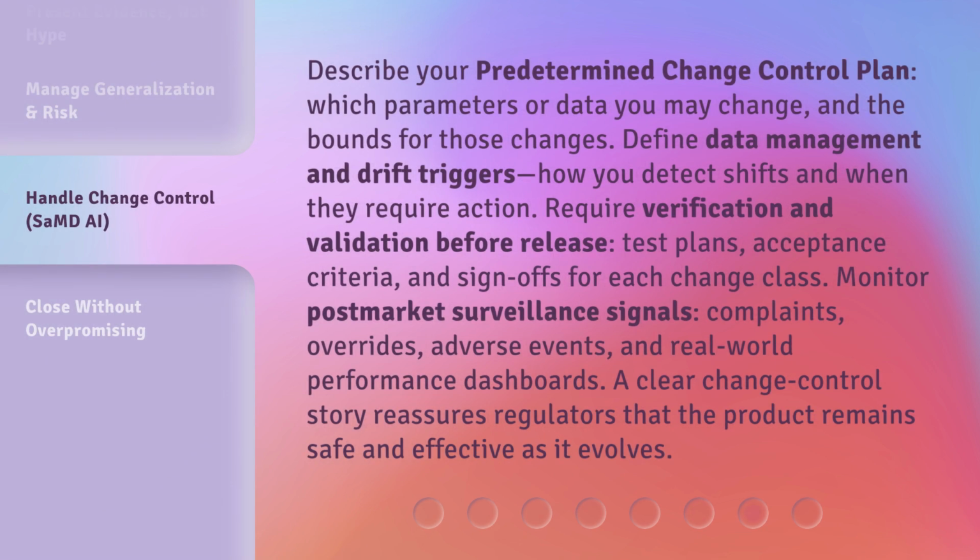Describe your predetermined change control plan: which parameters or data you may change, and the bounds for those changes. Define data management and drift triggers: how you detect shifts and when they require action. Require verification and validation before release: test plans, acceptance criteria, and sign-offs for each change class.